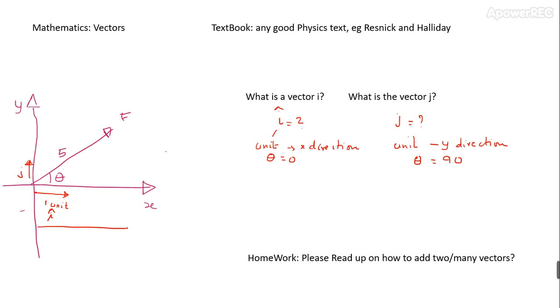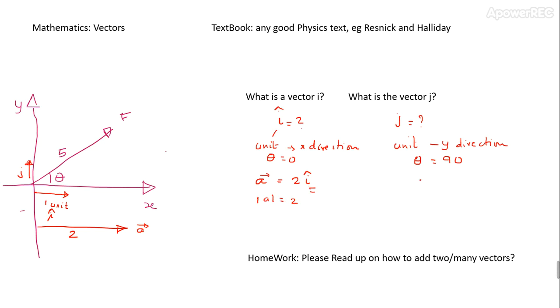Suppose I have a vector of length 2 along the x direction, then this vector A is written as 2 times I, because we've already discussed what it means to multiply a scalar with a vector. So I here is a vector and 2I is a vector which is in the direction of I and whose length is twice the length of I. But the length of I is 1 and therefore the length of A then is 2 and the direction is along the x direction.